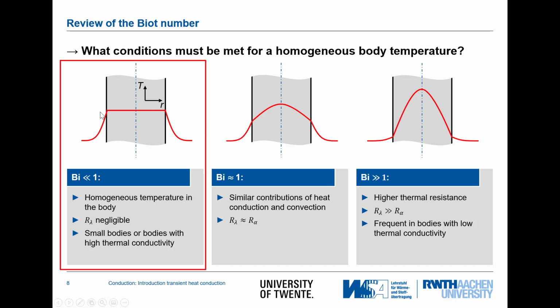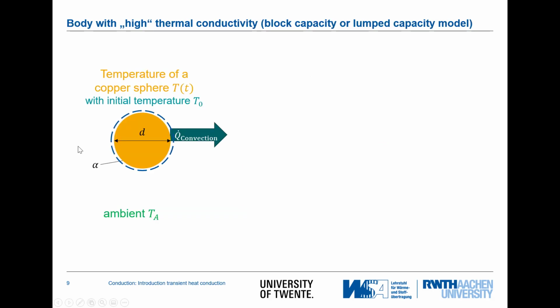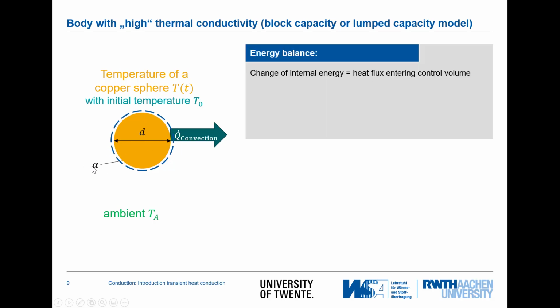Now, we look at the left case where the Biot number is small. This here is now an example, and the example looks like this. We have a sphere, a copper sphere, so a high thermal conductivity. This sphere has an initial temperature T0, which is above the ambient temperature, and as such, this copper sphere will cool down in the course of time. The heat transfer mechanism that we account for, the heat transport from the surface of the copper sphere towards the ambience, will be convection, which we describe with a convective heat transfer coefficient alpha.